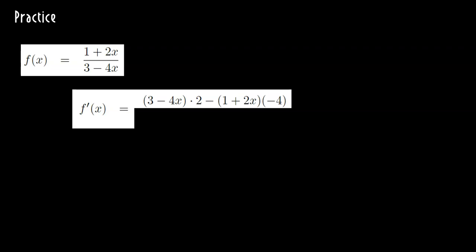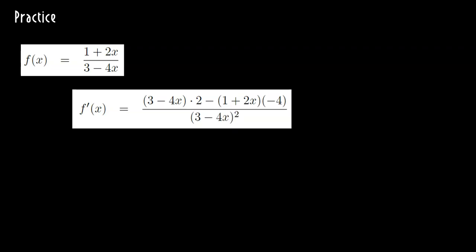We have 1 plus 2x over 3 minus 4x. Derivative, bottom times the derivative of the top, minus the top times the derivative of the bottom, all over the bottom squared. We could multiply this out and simplify, but this is what I'm looking for right now to make sure I know you know how to do the quotient rule. The rest is all algebra.